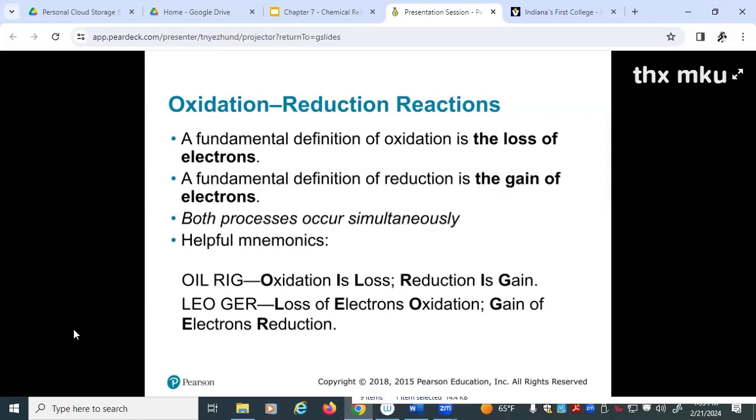There is a second mnemonic that has some popularity. It's actually the one I was taught how to use when I was an introductory chemistry student, also many years ago. And it goes like this. LEO says GER. LEO, the loss of electrons is oxidation. GER, the gain of electrons is reduction. LEO the lion goes grrr!